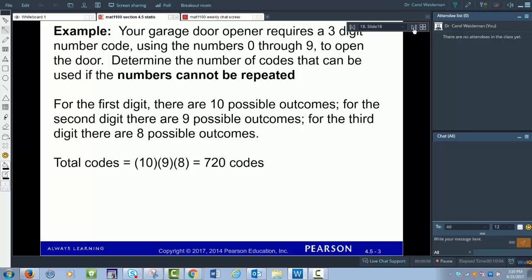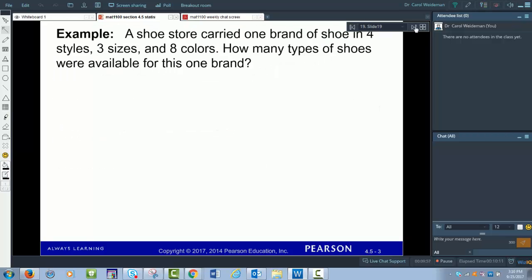So we have a total of 720 codes. Notice the difference if we could repeat. Then we would have 10 times 10 times 10, or 1,000 codes.